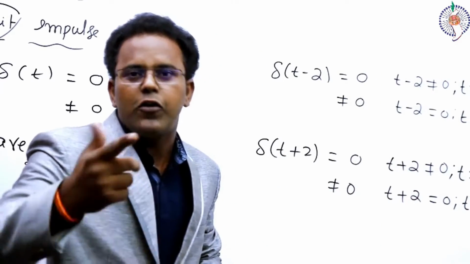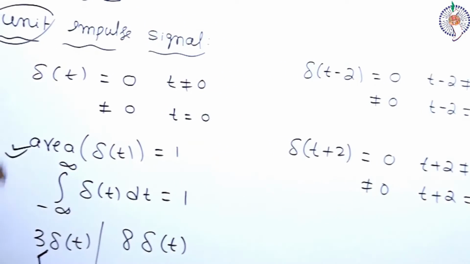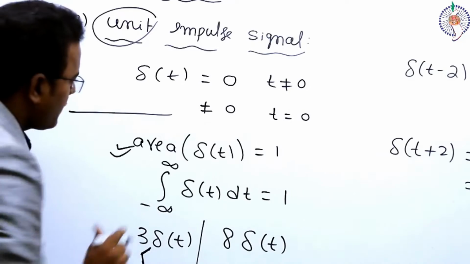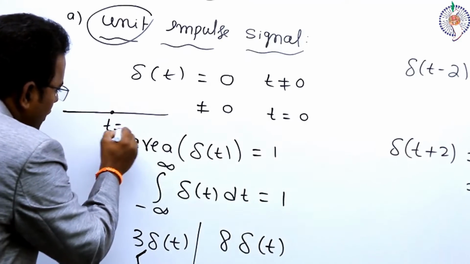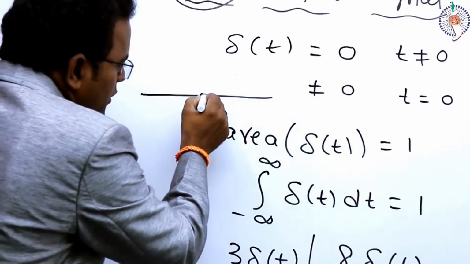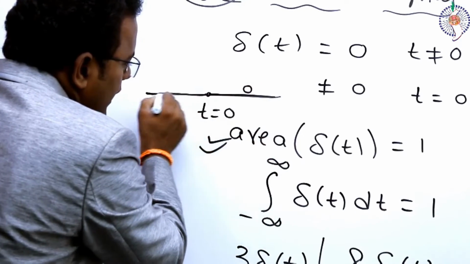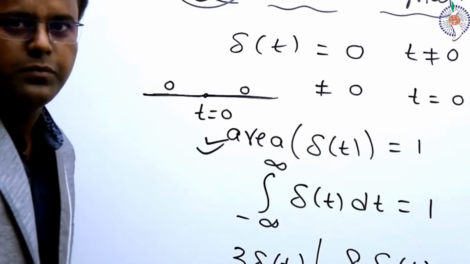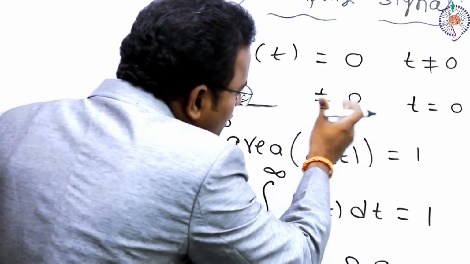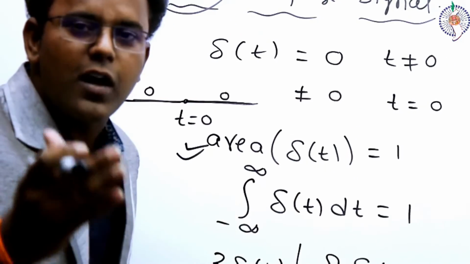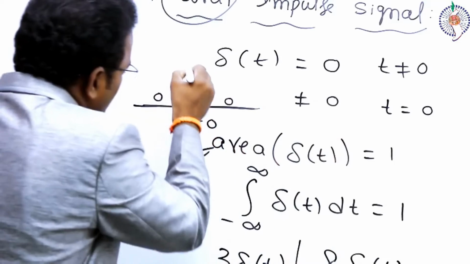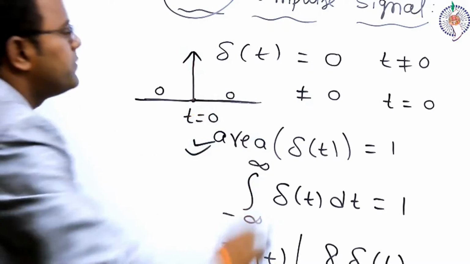Now let's draw the graph of the impulse. Let me start with delta of t. By the definition itself, it exists only at the point t equal to 0, which means the rest of the values are clearly 0. Then what about its value at t equal to 0? It says not equal to 0. We don't know whether it is 1 or 2 or 3 or 4, but it is clearly said not equal to 0. So that's why we represent it with an arrow.